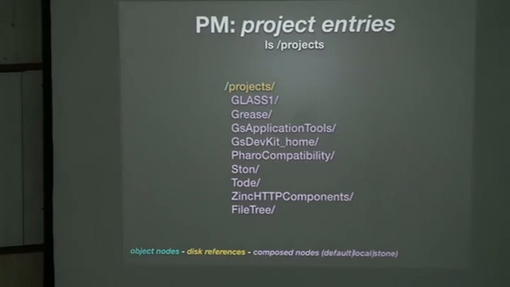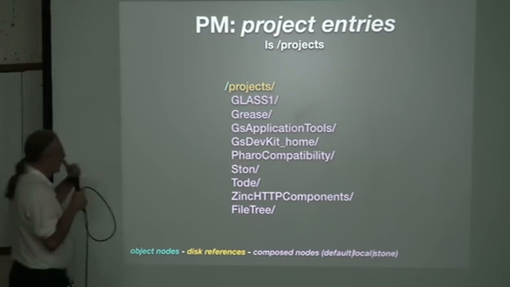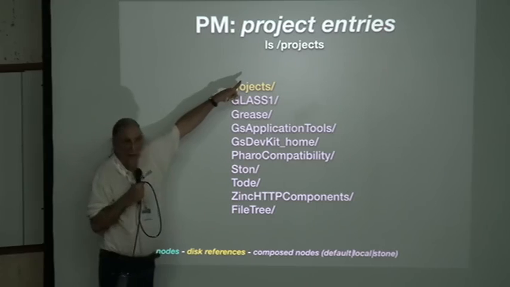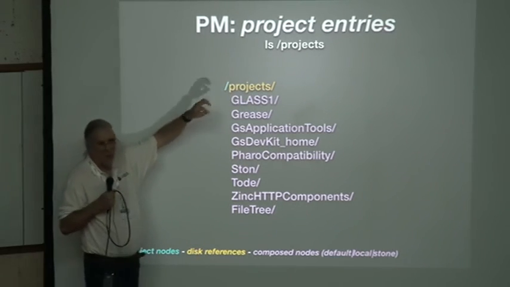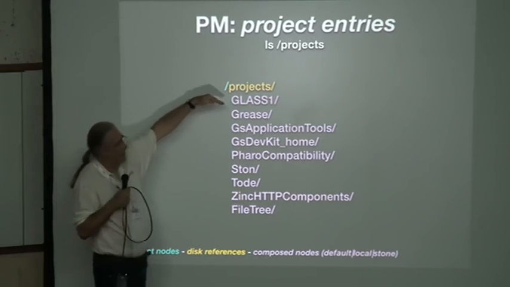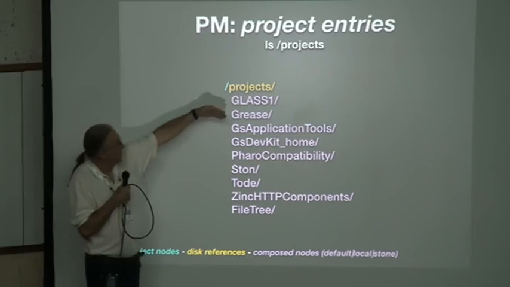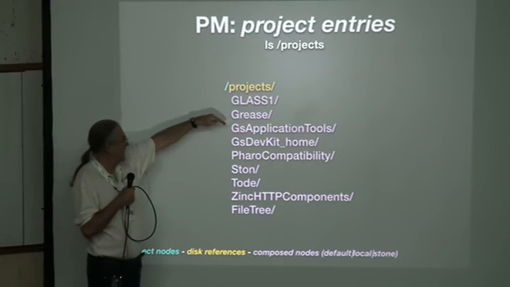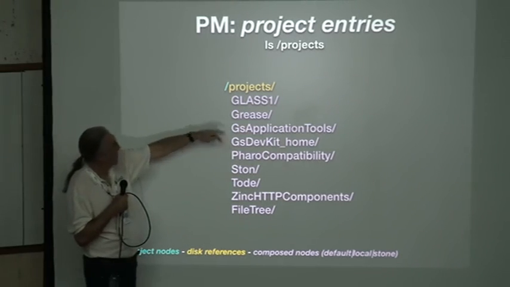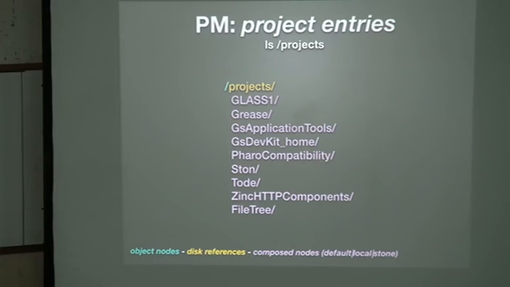Now I'll get a little bit more into the project entries. So I mentioned before, /projects is where I have the composition of projects for your particular stone. So if you do an ls of /projects, you get a list of these things. Now, if you're familiar with GemStone, Glass 1 is the Glass package that has the compatibility layer. Grease, GS Application Tools, is for running servers. GS DevKit Home, you're inside an instance of that. But anyway, these are the projects that are available for load.